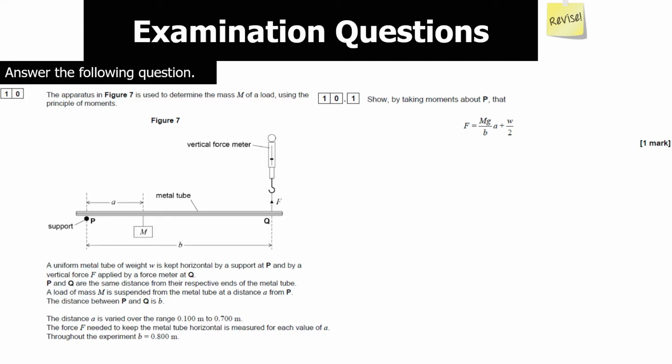So show by taking moments about P that F equals mg over B times A plus W over 2. So pause the video now, then when you want to go through the answer, unpause the video.